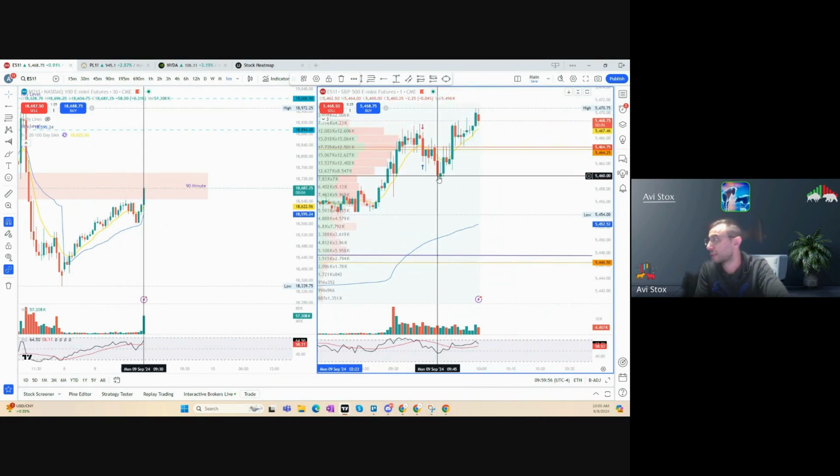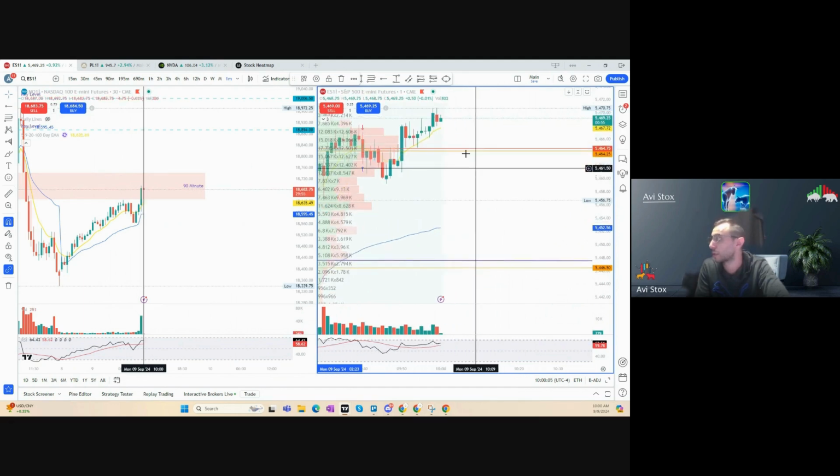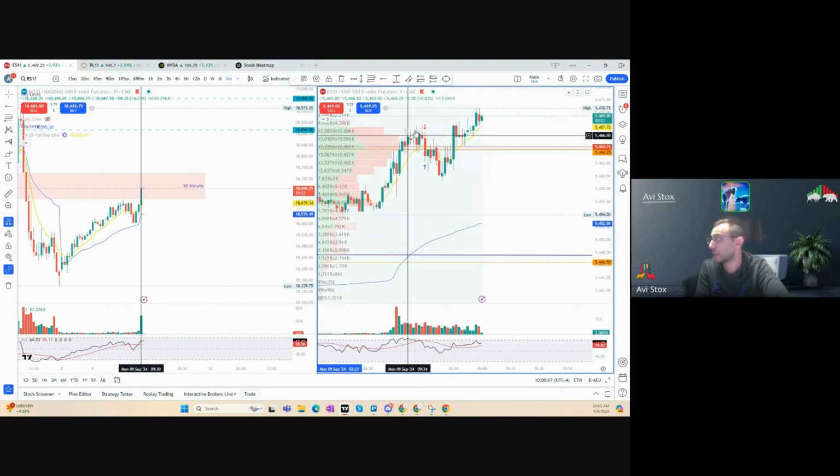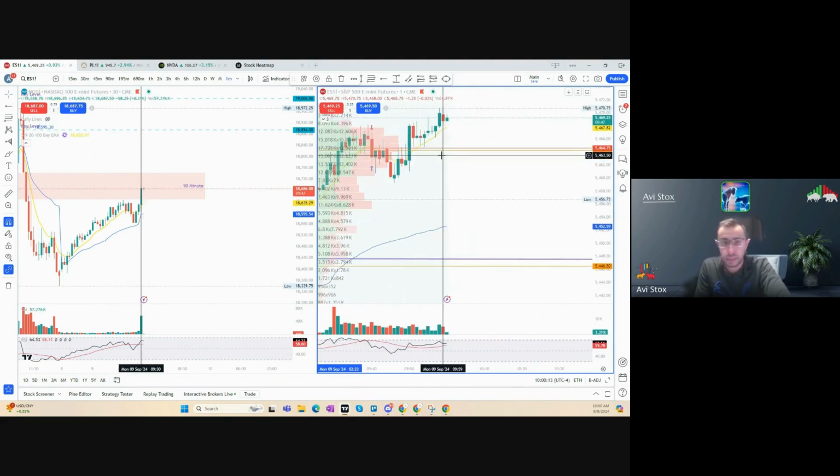So what we can see is that it's made not a lower low, it's made a higher low, lower high, lower high, right? And it's making new higher highs as well on a short time frame. Had massive volume.